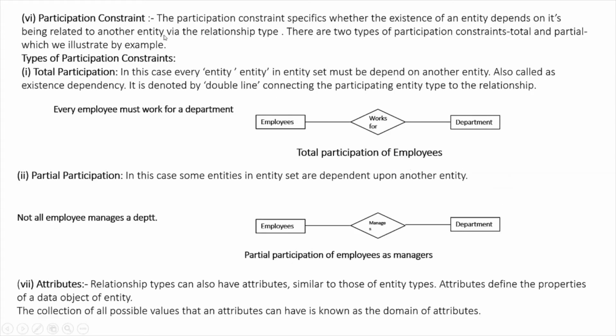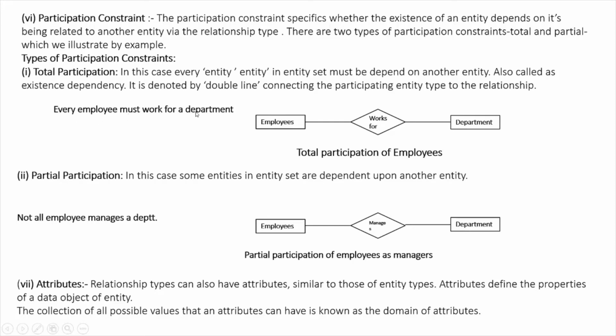Go to next presentation. Participation constraint. The participation constraint specifies whether the existence of an entity depends on its being related to another entity via the relationship type. There are two types of participation constraint, total and partial, which we illustrate by example. Types of participation constraint. Total participation. In this case, every entity in the entity set must depend on another entity, also called existence dependency. It is denoted by a double line connecting the participating entity type to the relationship.